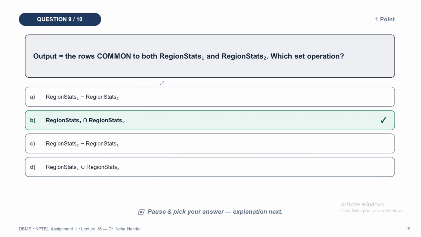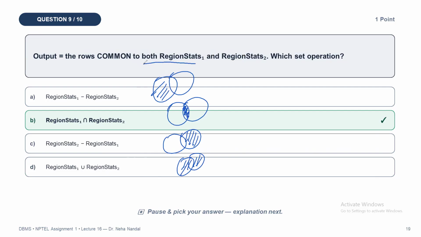Let me show that to you. So this one will just keep this data. This one will keep what is common to both. This one will keep stats 2 data only. And this one will give the complete data of both. We want the common rows, this is our condition. So only this one is fitting. So that is our answer. Very easy.